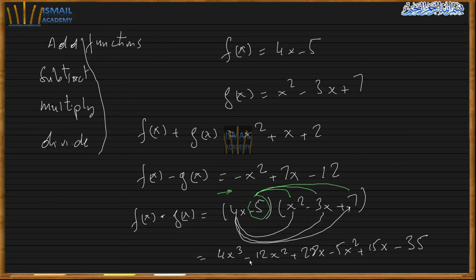Then after that, we combine like terms to simplify the expression. So I will end up having at the end 4x cubed, minus 17x squared, 20 plus 15 is 35x, minus 35. So this is my simplified form after simplifying the multiplication.